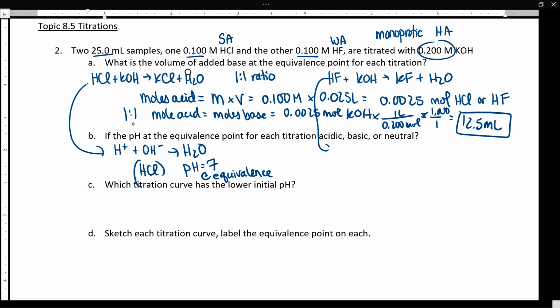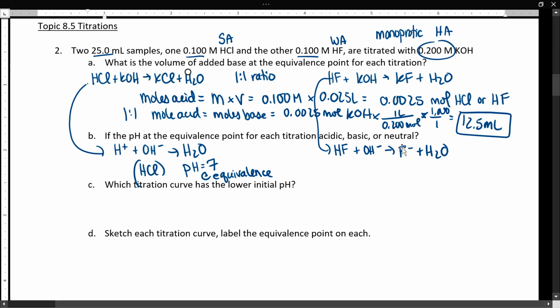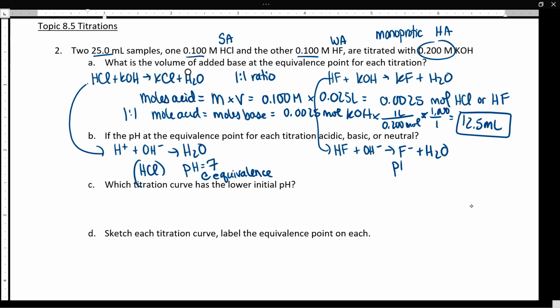For the weak acid, the net ionic equation looks like this, because the weak acid does not totally dissociate. So what you're left with here is the conjugate base. So the pH is going to be greater than 7 at equivalence. And the reason why is because F- is a weak base.